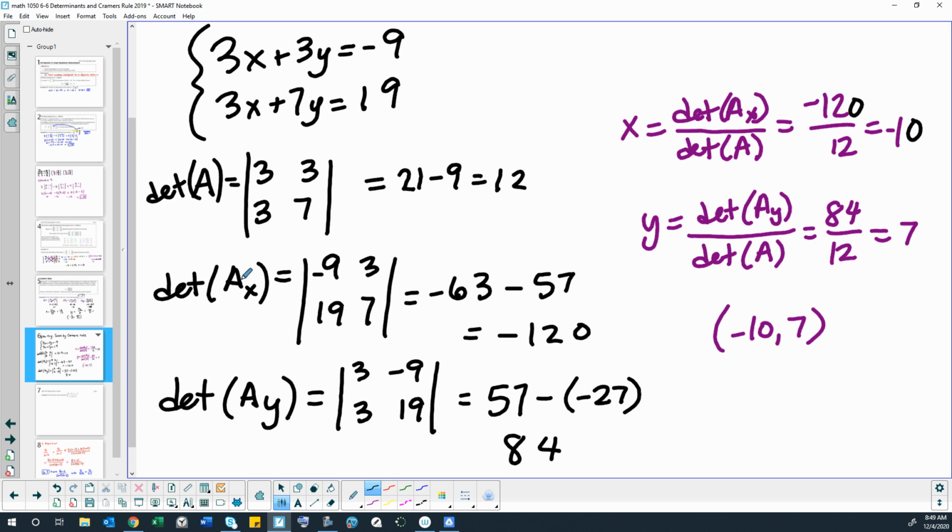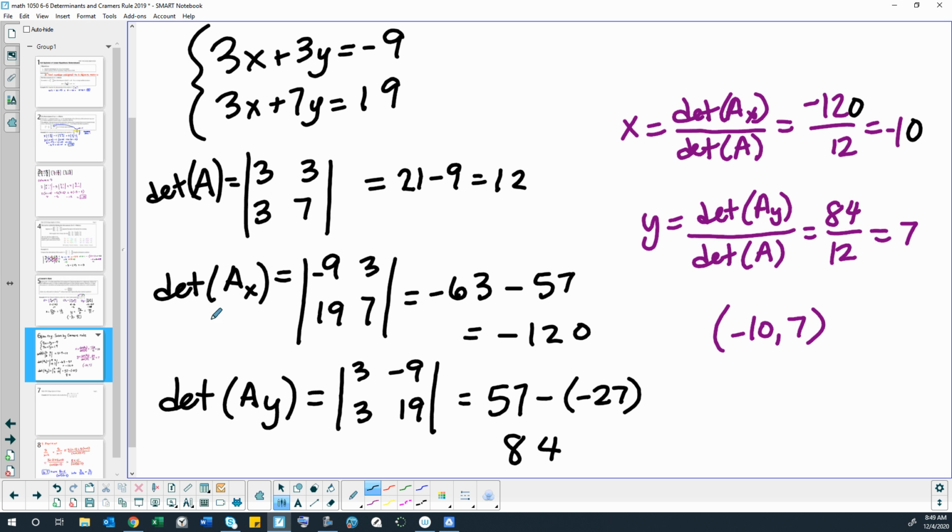And then we take A sub x, we divide by A. We take A sub y, we divide by A, and we get our x value and our y value. So pretty big ugly numbers. Instead of having to go through the whole elimination process or finding an inverse without a calculator or whatever, Cramer's rule is pretty slick.